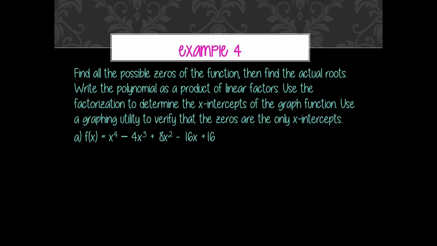All right, example 4 has a multi-step. So it says find all the possible zeros of the function, find the actual roots, write the polynomial as a product of linear factors, use the factorization to determine the x-intercepts of the graph, and then use a graphing utility to verify that the zeros are the only x-intercepts. So we start with possible zeros of the function.